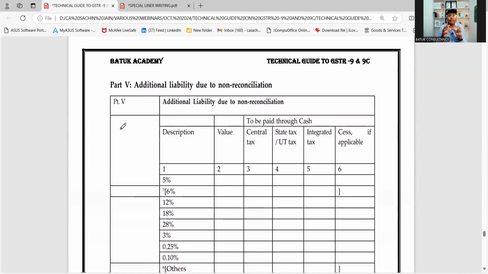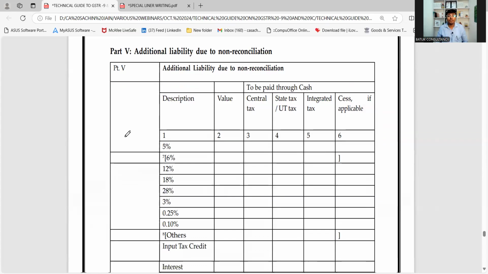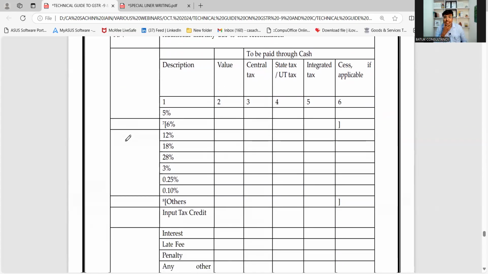Then, if there is any additional liability which you have not declared in any GSTR-3B, any GSTR-1, any GSTR-9, and you want to report it in your GSTR-9C now, in such a situation, you need to put it here. Example, suppose there may be certain trade interest received, and the same is booked in the profit and loss account. But the taxpayer has not made the payment of GST on this trade interest in the GSTR-3B, while filing the GSTR-9 as well.